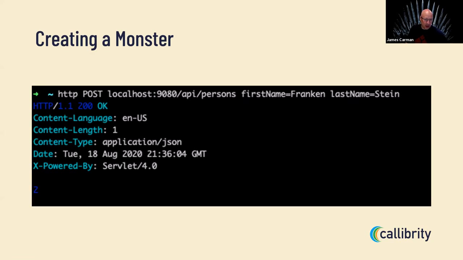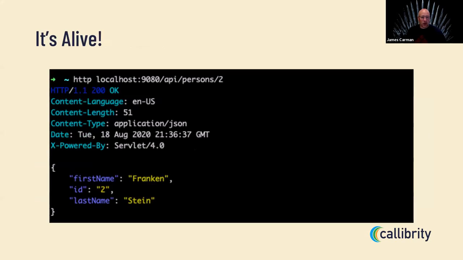And it's doing application JSON response. The response is 2. The ID of Frankenstein here is 2. So let's go see if we can retrieve Frankenstein now with persons/2, and we can. We have the application JSON response type 200 okay. First name, last name, everything's like we would expect.